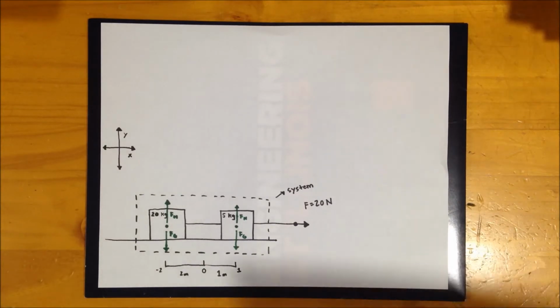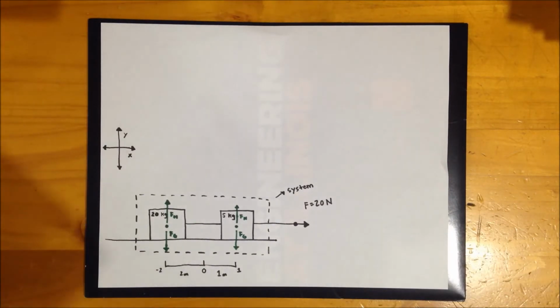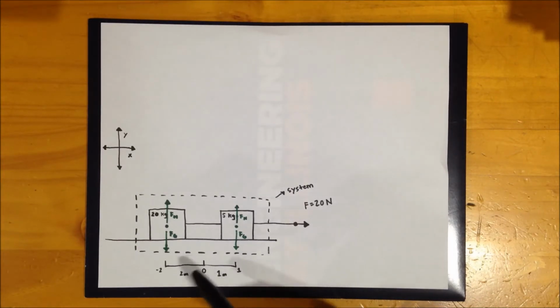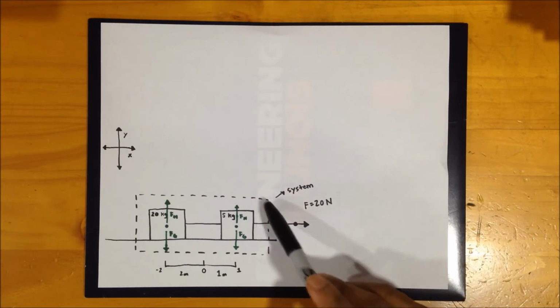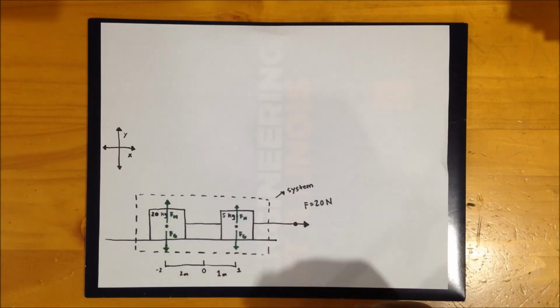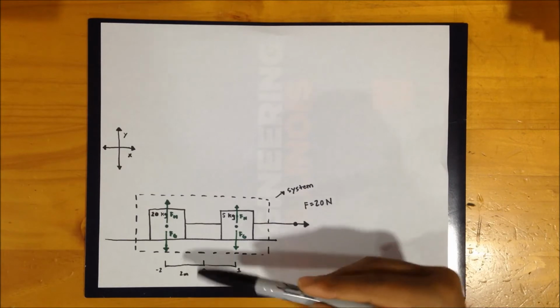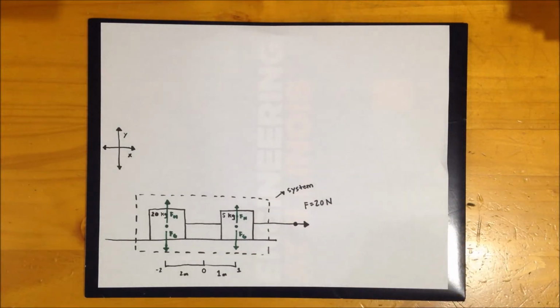So here is a fresh illustration of what the question asked for. We see that this whole system is made up of two boxes of uniform density. The left one is 20 kilograms and the right one is 5 kilograms. The string is pulling this whole system to the right with a force of 20 newtons, and we consider this whole thing to be the system. The mass of the strings and the friction are negligible as the boxes are pulled to the right.